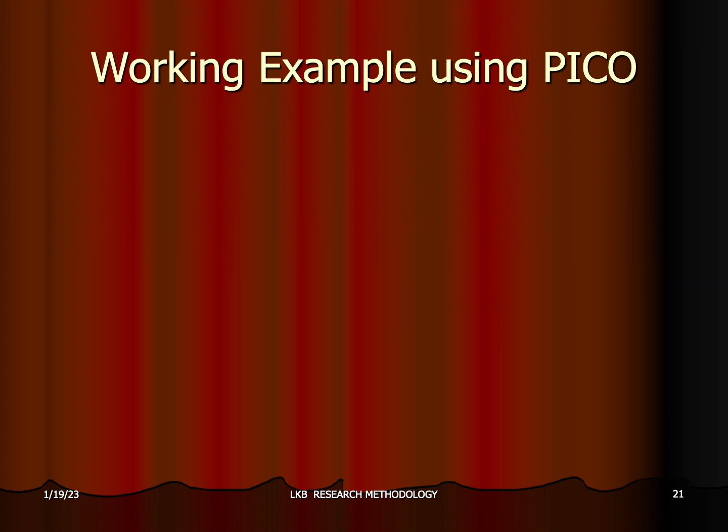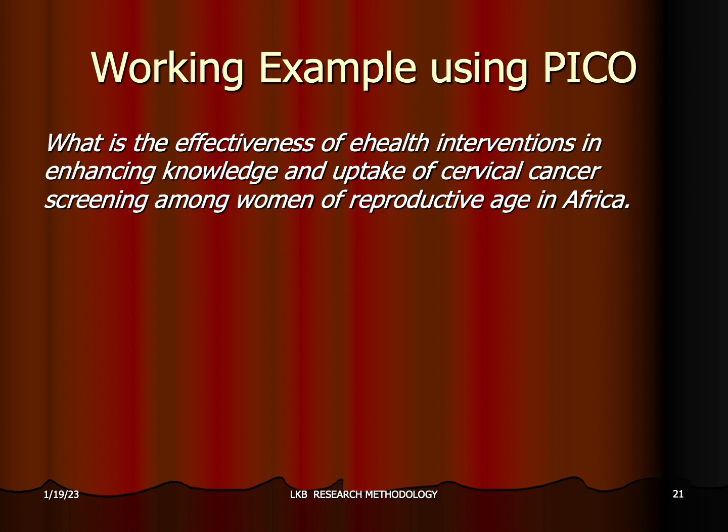Let's have a working example using the PICO. Today we want to ask, what is the effectiveness of e-health interventions in enhancing knowledge and uptake of cervical cancer screening among women of reproductive age in Africa? Of course, that is a very wide topic, and we'll probably be looking at it in terms of a literature review write-up. If you're interested in looking at the same in a country, in a region, or making the research more visible, then you know how to focus on the specific geographical area.